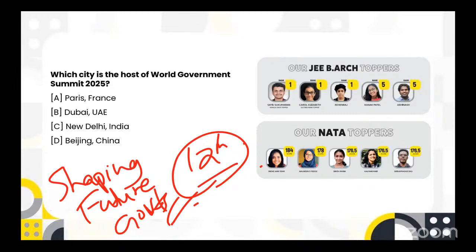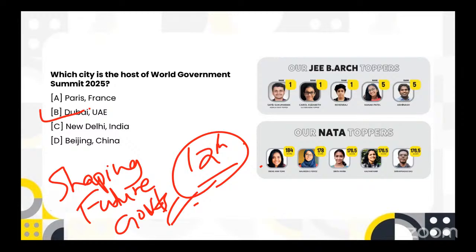Okay, so this year it was held at Dubai in UAE. It's not a government initiative, but an NGO initiative, non-governmental organization initiative. But that NGO was started by the UAE leader only, Sheikh Mohammed bin Rashid Al Maktoum, in 2013. So this will be the 12th edition, 2025.